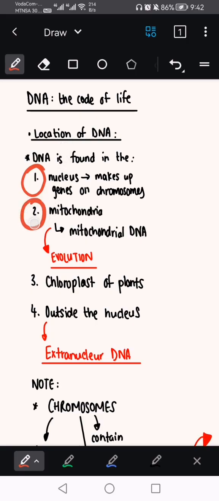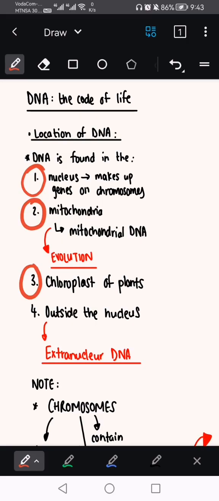It's also found in the mitochondria, where it is known as mitochondrial DNA. And mitochondrial DNA will play an important role in evolution. It's another topic, we do this a little bit later. But mitochondrial DNA will also play an important role in evolution. And also we find DNA in the chloroplast of plants. You might say, but isn't DNA only for humans? No, it's not. DNA is found in every living organism.